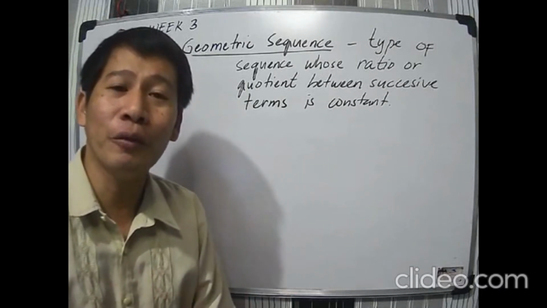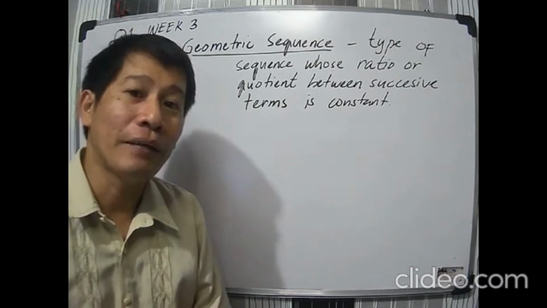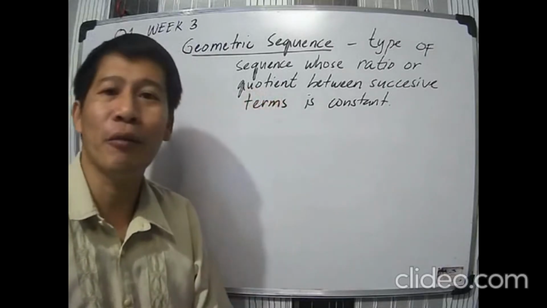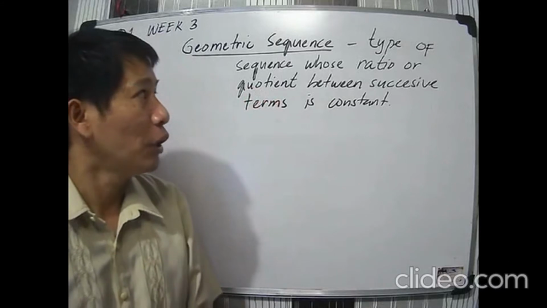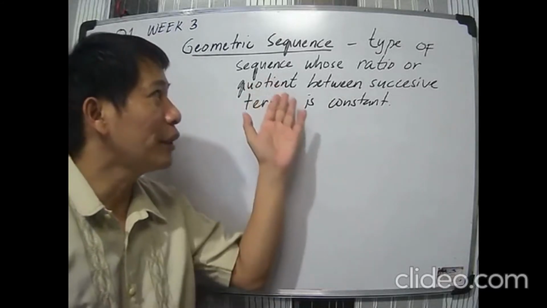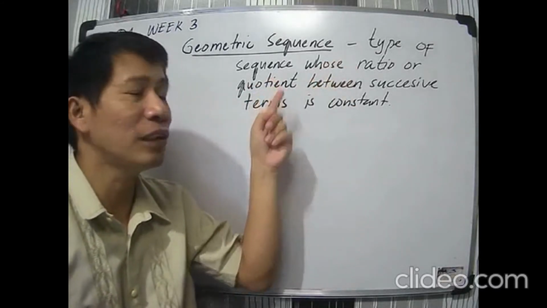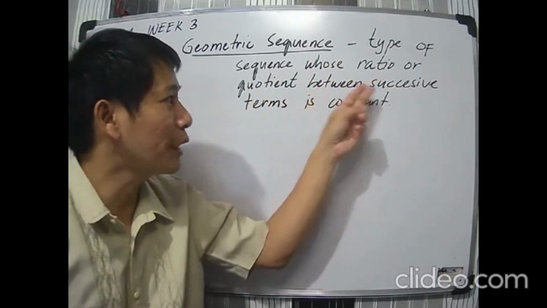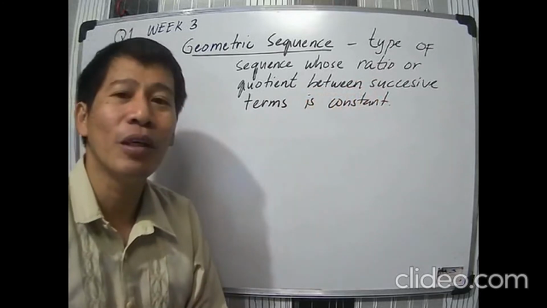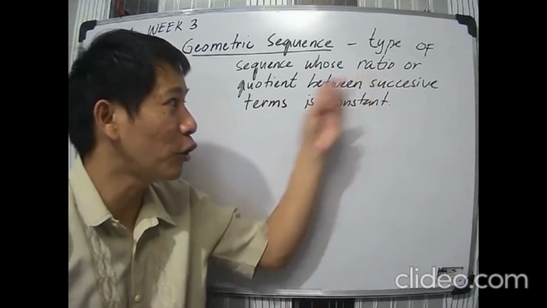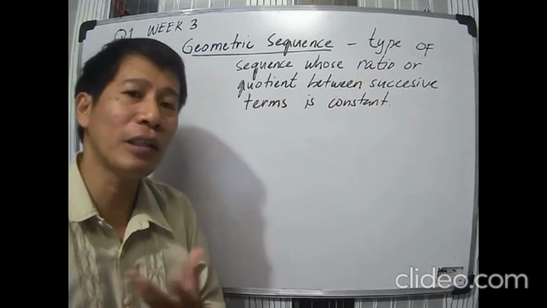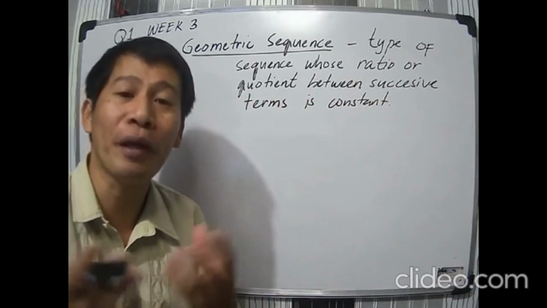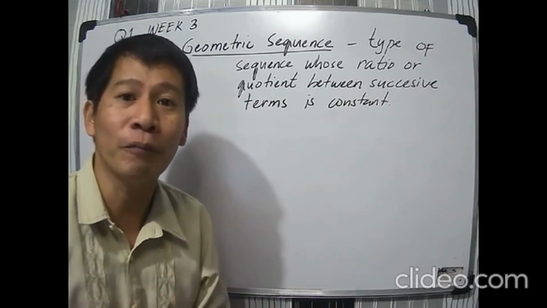In this video, we are going to discuss another type of sequence, which is what we call the geometric sequence. By definition, a geometric sequence is a type of sequence whose ratio or quotient between successive terms is constant. So now we have here the term ratio or quotient. When we say ratio or quotient, parehas yan. Ang ibig sabihin ay division. So the operation involved is division.